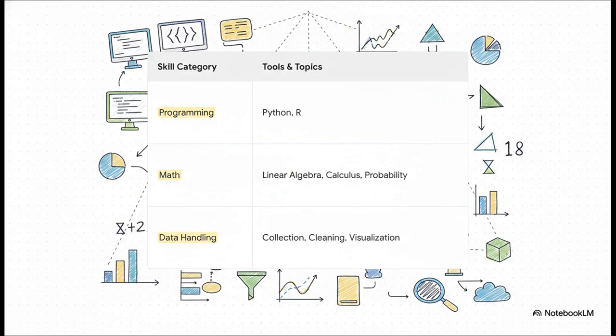Number 1, programming. A language like Python is basically the hammer and nails you'll use to build everything. Number 2, math. I know, but things like linear algebra are just how these systems think about data. And number 3, data handling. This is a huge one because good, clean data is the fuel that makes the entire AI engine run.